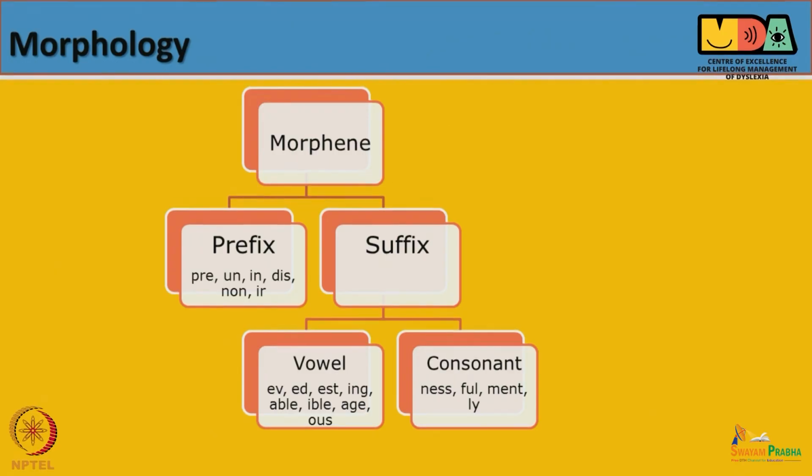We have vowel suffixes like ed, est, ing, able, ible, age and us. Now, all these have got rules and there are three basic rules. Now, it is sufficient for the children to know these three basic rules because each of them come with their own exceptions and these exceptions will help the child face the difficult words. So, let us go into the rules of morphology.